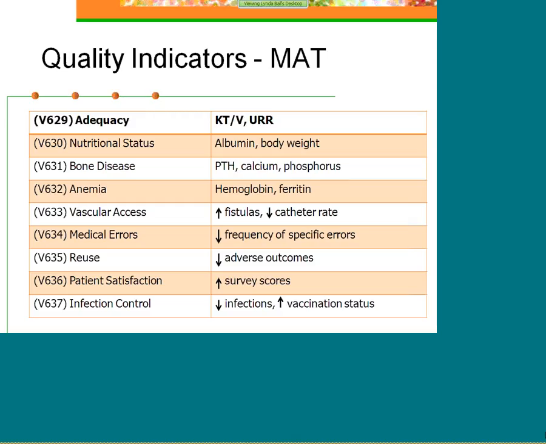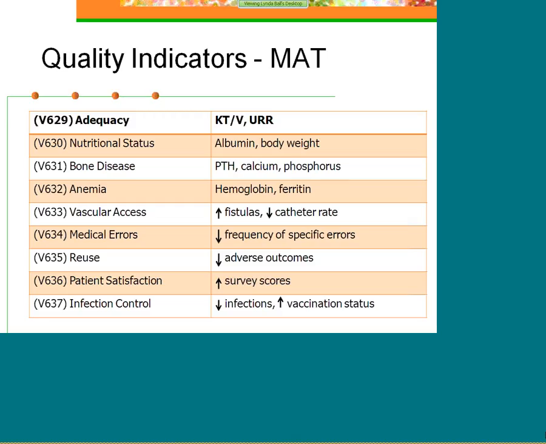But for adequacy, for instance, you're supposed to be looking at KT/V and URR, nutritional status, albumin, body weight, bone disease, PTH, calcium, phosphorus, anemia, hemoglobin, ferritin, vascular access. You're supposed to be working on increasing fistulas and decreasing catheters. Medical errors, you're to decrease frequency of specific errors. Reuse, you need to decrease adverse outcomes. Patient satisfaction, you need to increase those survey scores. And for infection control, you need to decrease infections and increase vaccination status.